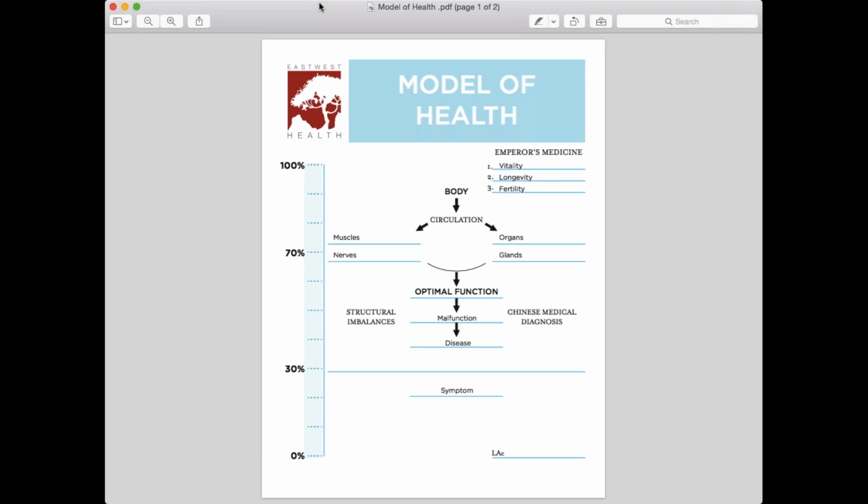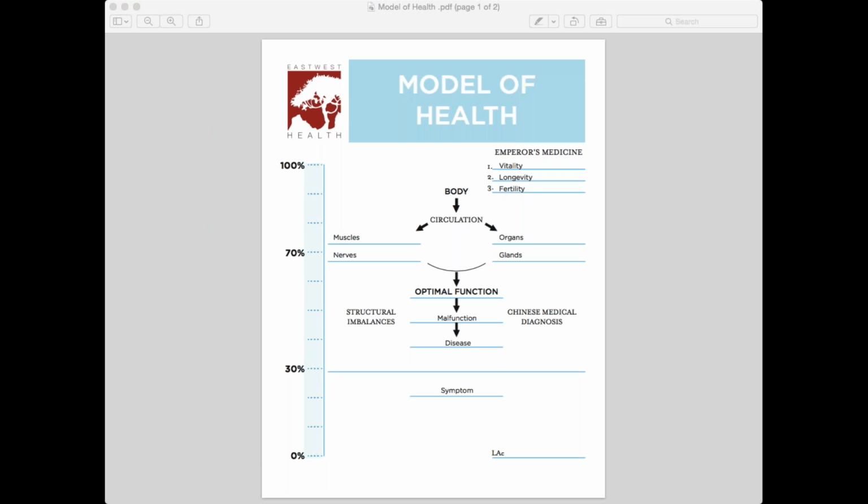So we're going to jump in. You guys should be able to see my screen here. You can see the model of health. We handed this out at the event, just to make sure. I'm going to actually upload this so you guys can grab it too, for those of you on this webinar.